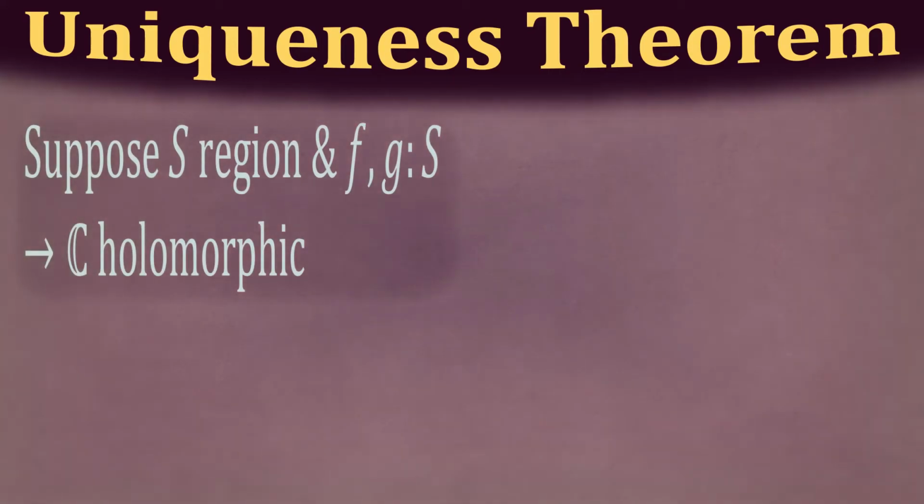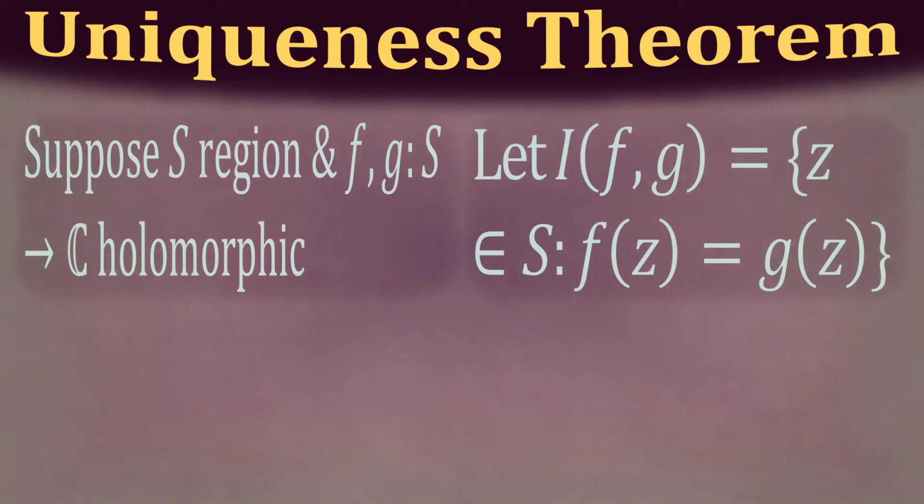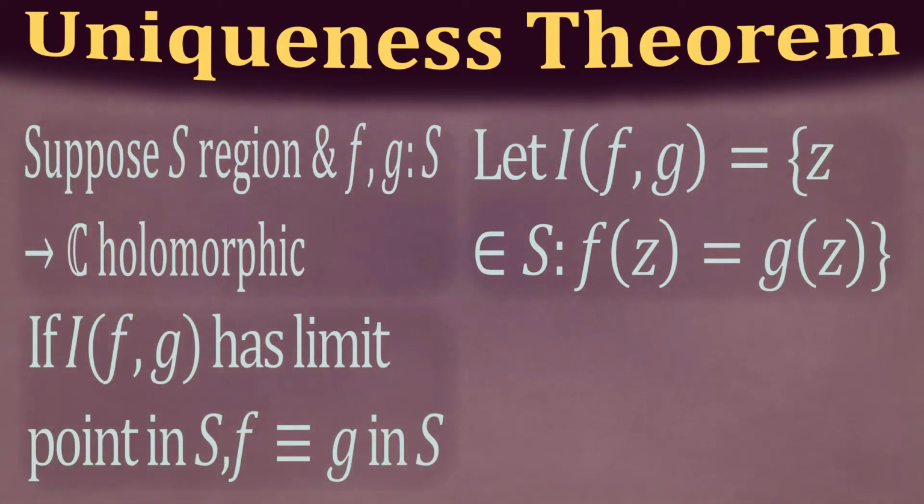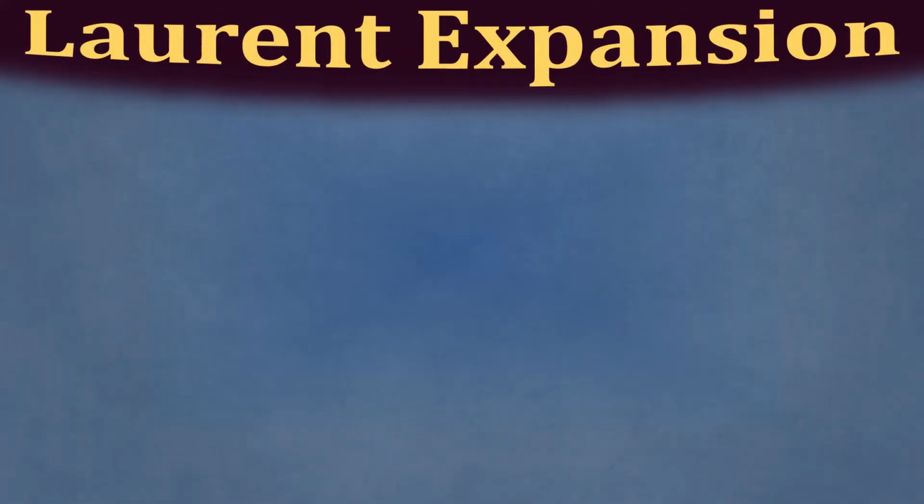Suppose S is a region and f and g from S to the complex numbers are holomorphic. Let I of f and g be the set of all z in S such that f of z is equal to g of z. If I of f and g has a limit point in S, then f is identically equal to g in S. Now let's move on to defining the Laurent expansion.